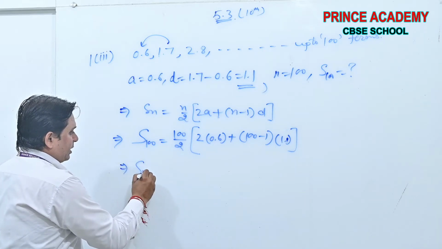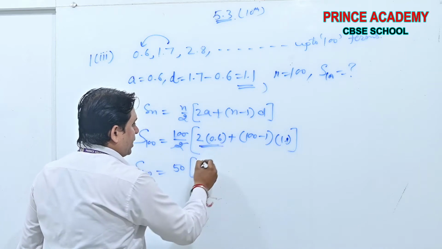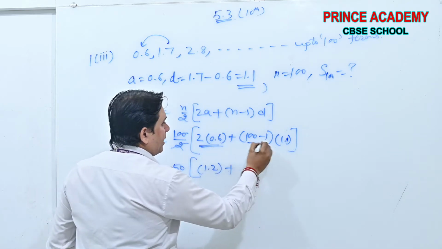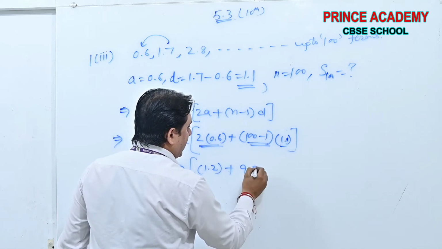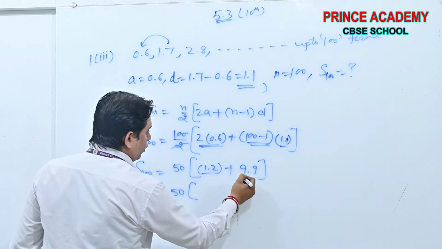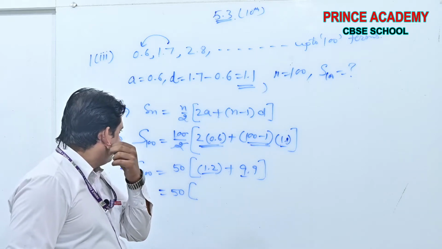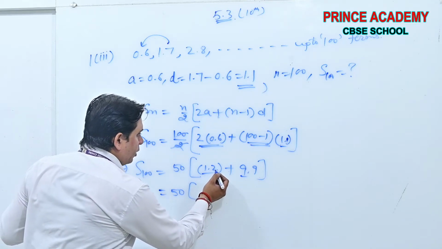From here, S100, 2 cancels this, 50. 2 into this 1.2, 99 into 1.1, 9.9. 50 into 1.2 plus this. What will it be? 10.1?